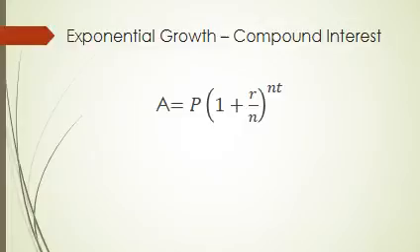Okay, exponential growth, but using compound interest. So for this one, we have a different formula. Anytime you see compound interest, you're going to use this formula here. And let's go over what these variables represent. The A is your current amount. The P is your principal or initial amount.